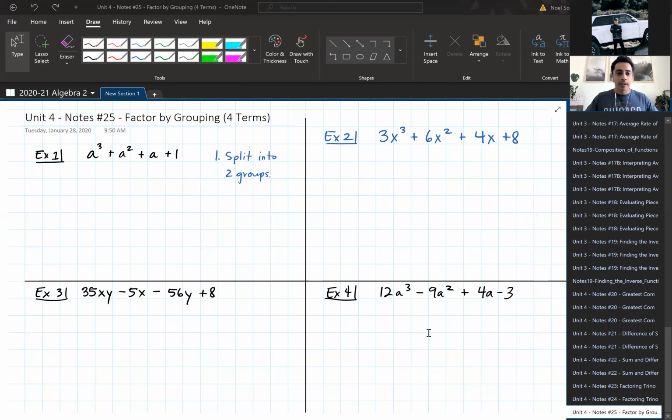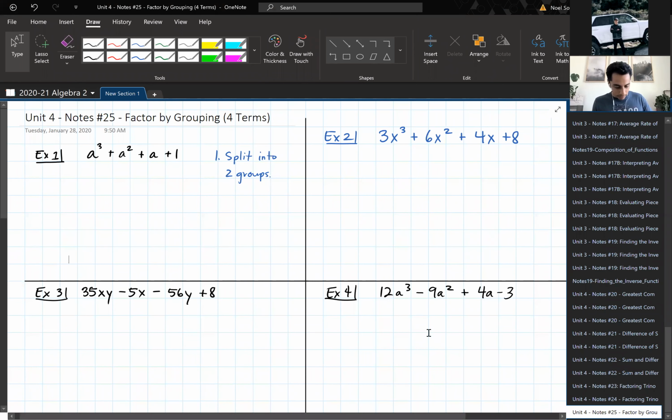So we apply the factor by grouping strategy whenever we have more than 3. We can't use grouping with trinomials, and we can't use grouping with binomials. So typically factor by grouping only happens when you have 4 terms, because then you can actually group your 4 terms into smaller groups of 2. All right. And so I hope that you'll find this fairly easy, fairly simple.